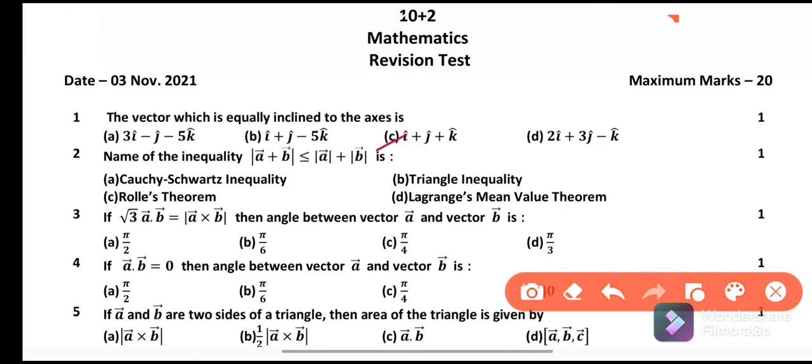Name the inequality. Clearly this is the triangle inequality. So option B is right.